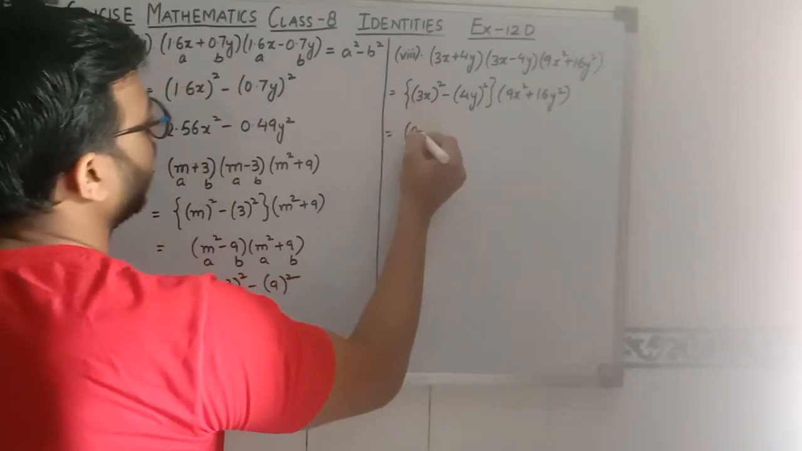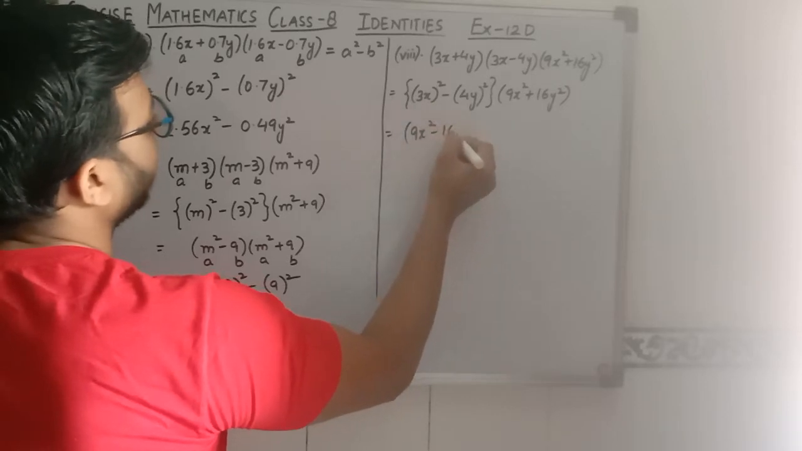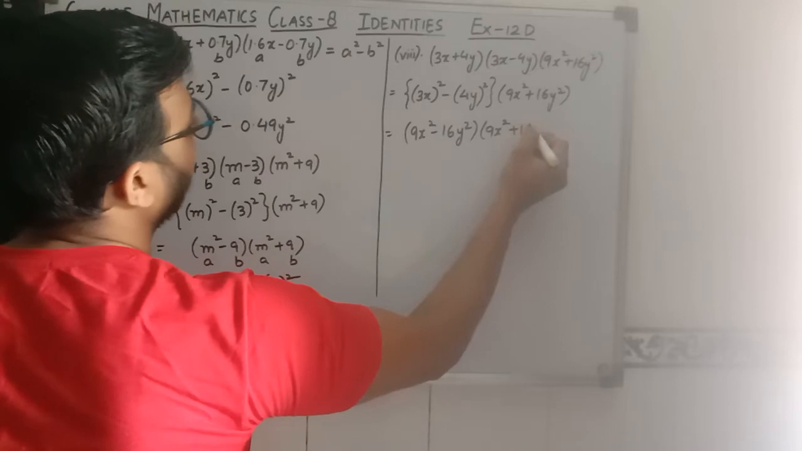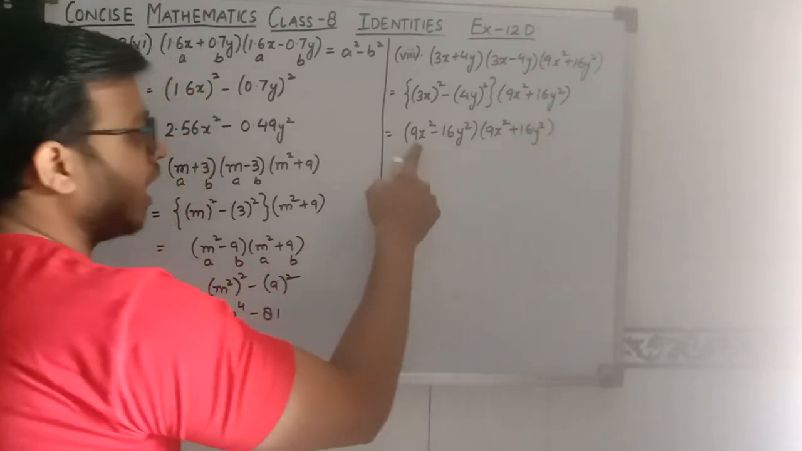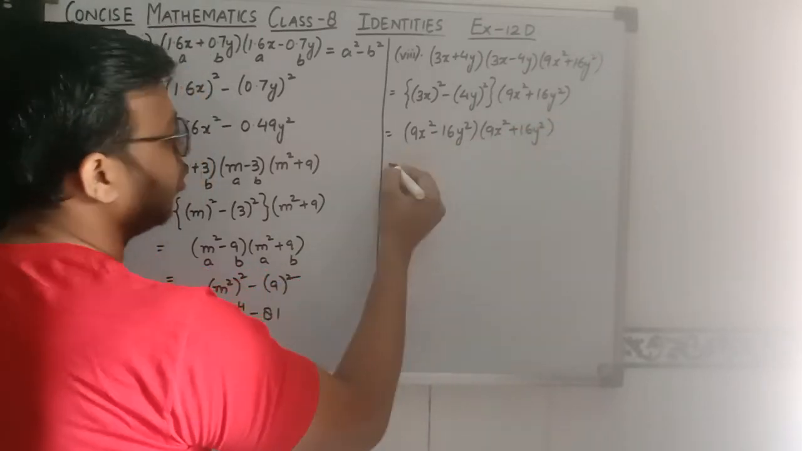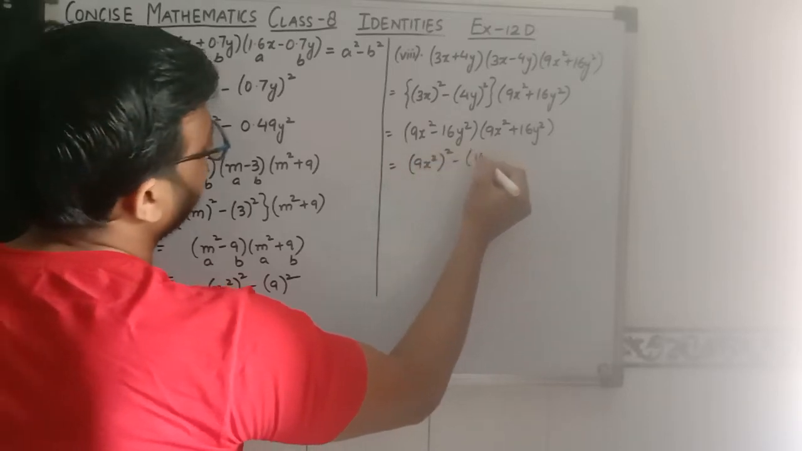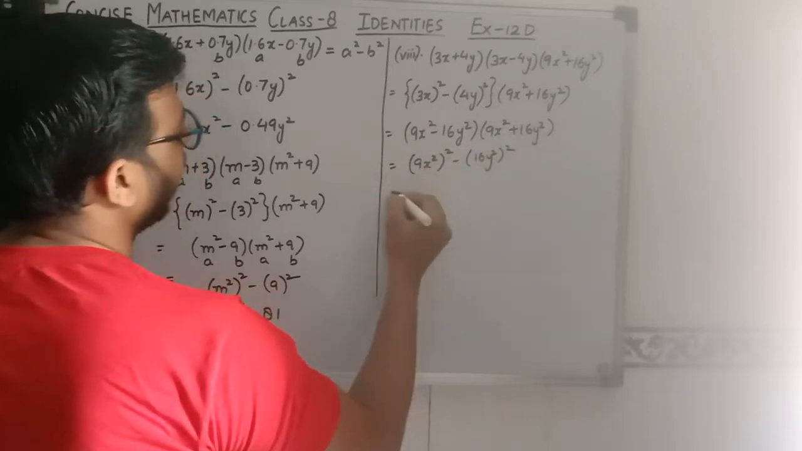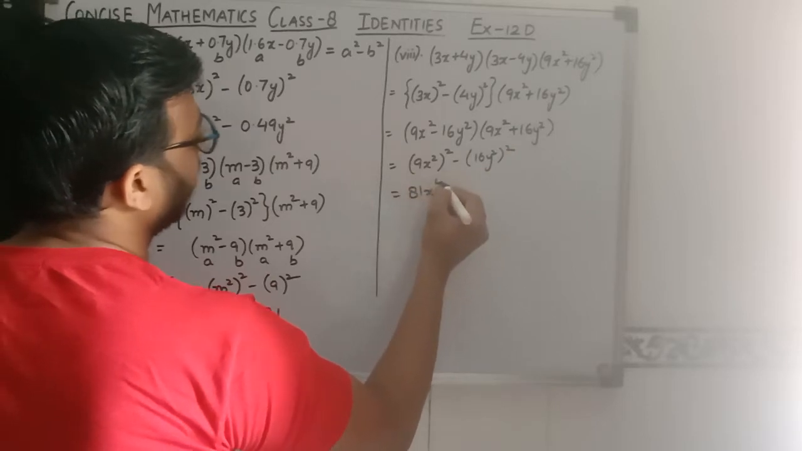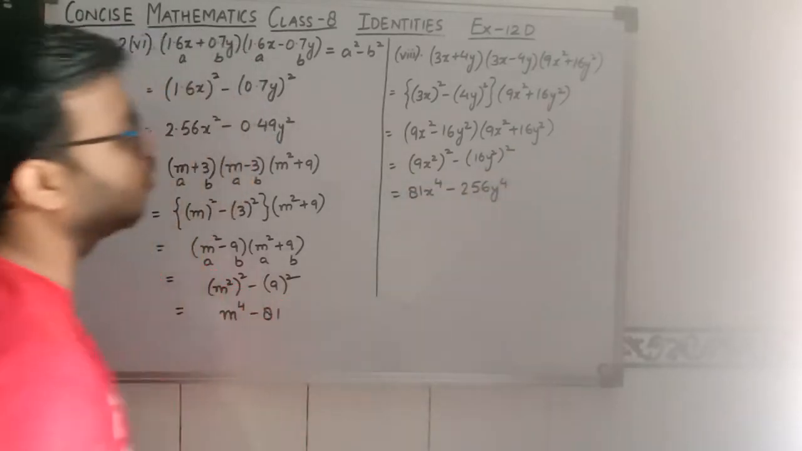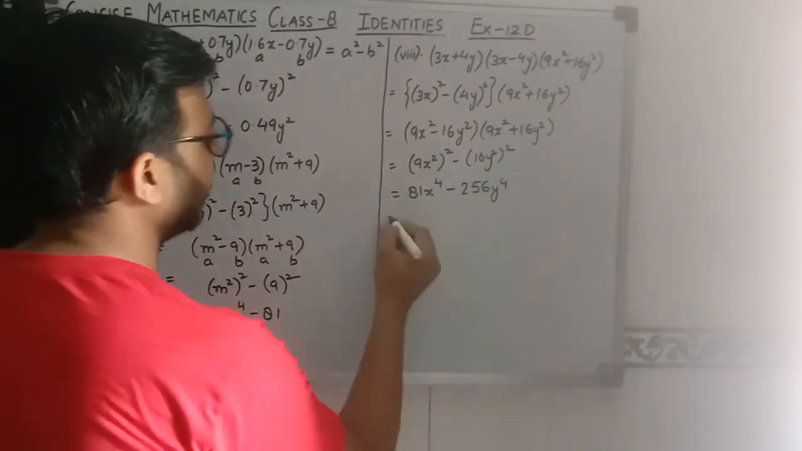So it will become now 9x square minus 16y square. In the second bracket 9x square plus 16y square. Now we are observing a minus b, a plus b. So again we can apply the identity of a square minus b square. So it will become 81x to the power 4 minus 256y to the power 4. So this is the final answer of part 8.